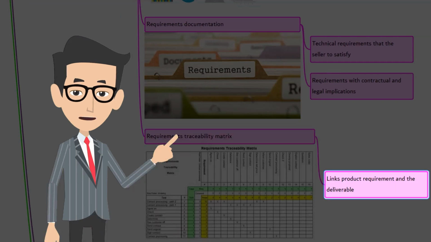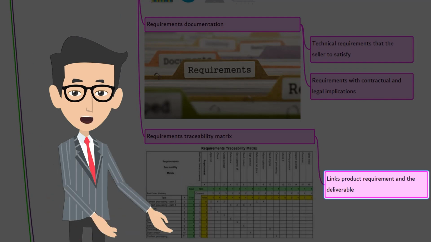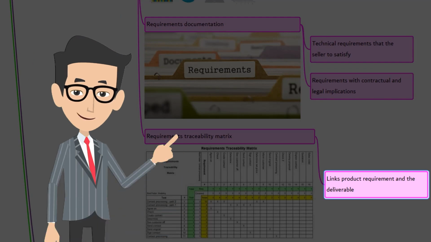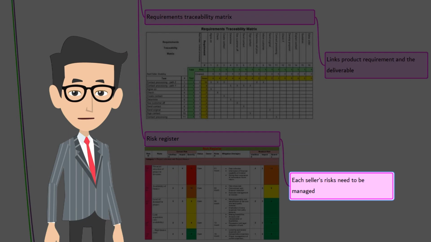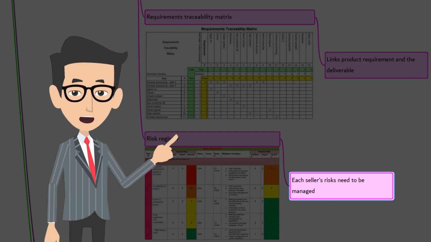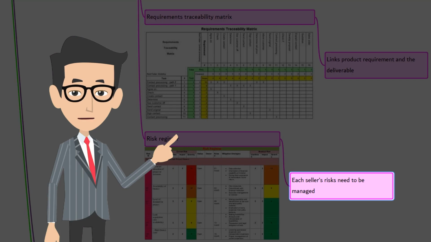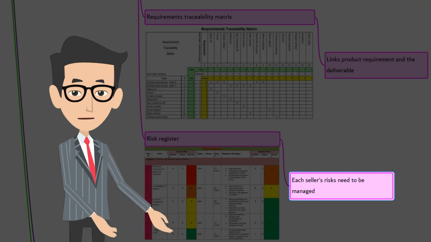The next one is the requirements traceability matrix. The requirements traceability matrix links product requirements from their origin to the deliverables that satisfy them. Risk register. Each approved seller will come with their own unique set of risks depending on the seller's organization. It varies depending on the duration of the contract, the external environment, the project delivery method, the type of contracting vehicle chosen, and the final agreed-upon price.